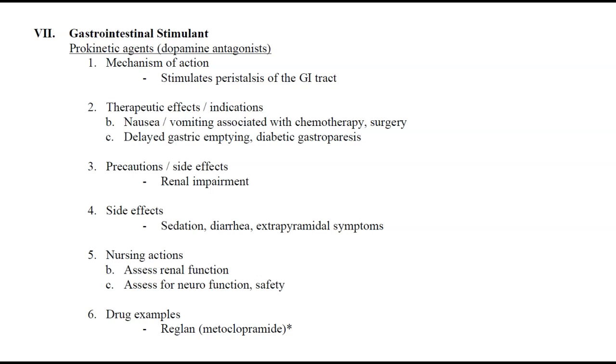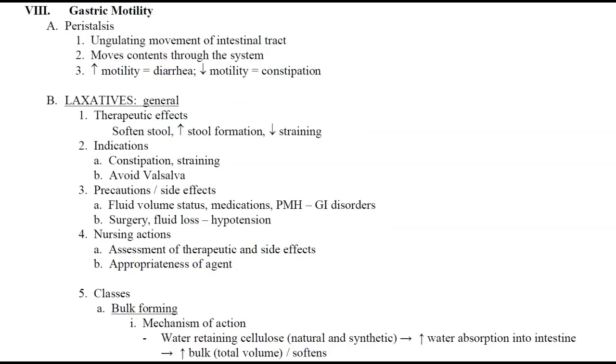Drug examples, so the drug that we need to know for this class is metoclopramide, or Reglan. This drug again promotes peristalsis and increases gastric emptying, or gastric motility. Peristalsis is the undulating movement of the intestinal tract, so this facilitates movement of the contents through the GI system.